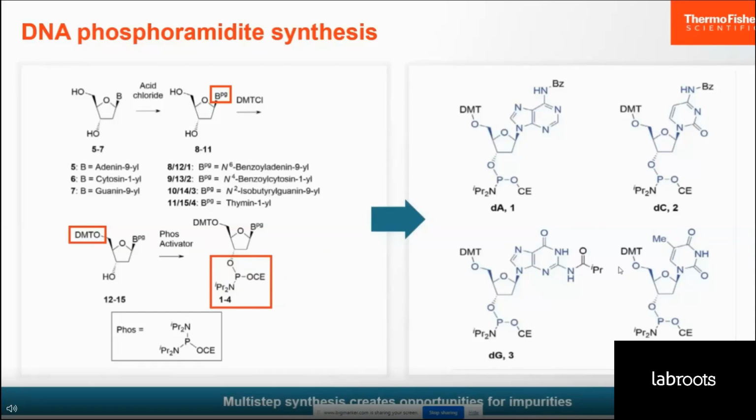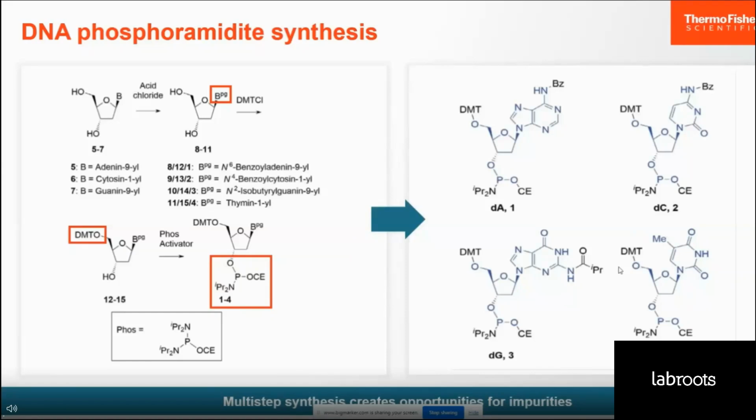which is the addition of the dimethoxytrityl chloride at the 5' position. So we'll talk in a minute about some of the common impurities in the DMT group and the path that can lead to critical or non-critical impurity. And then finally, the last step is the phosphorylating reaction, in which the addition of the phos reagent in the presence of an activator adds at the 3' position to complete the amidite synthesis.